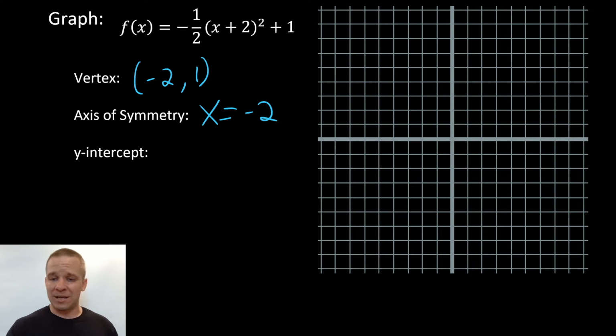I can go ahead and plot that if I'd really like. Let's just do it. Boom. There's my axis of symmetry. Let's get my vertex going. -2, 1. Boom, there it is. Look at that. We're just throwing things down like crazy.